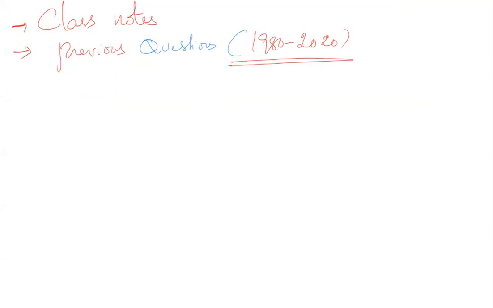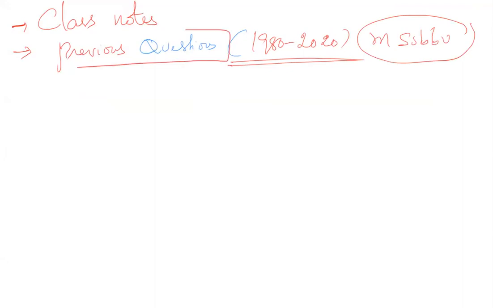We have given a book which covers almost 2000 to 2020. For the previous questions, there is a book called, let's say, M. Subbu, which covers previous questions. You can take this one, or else you send me a mail and I will send the soft copy of this book. Clear? So 1980 to 2020, this is the important step in the GATE exam.